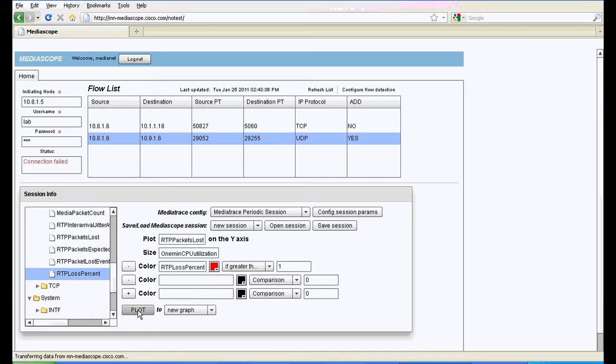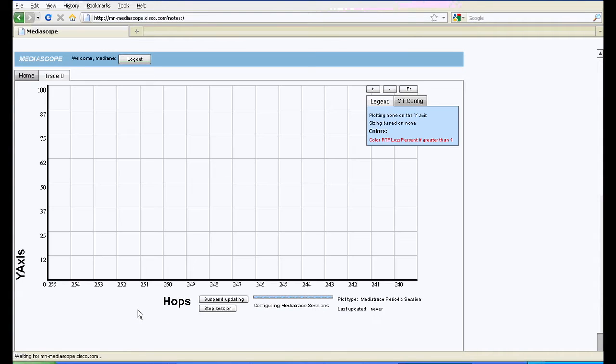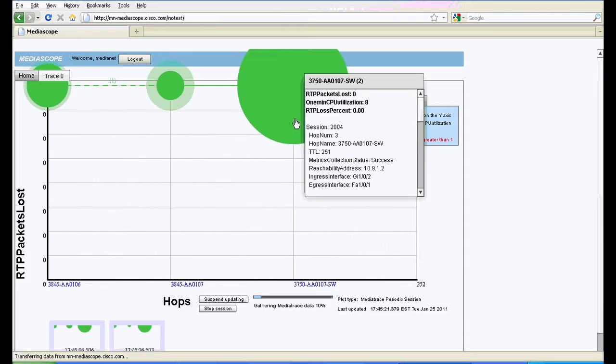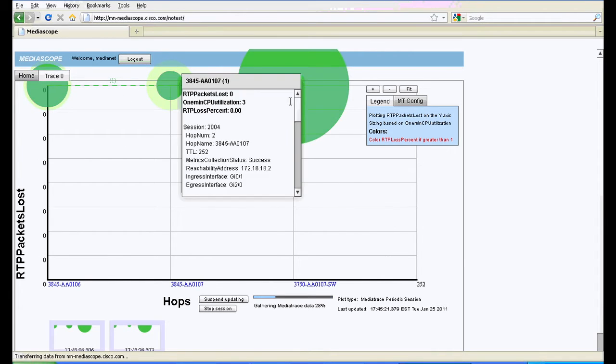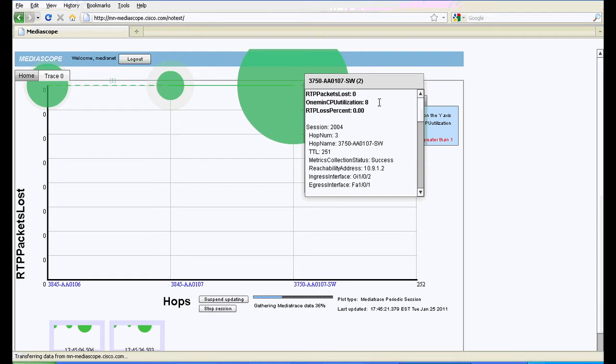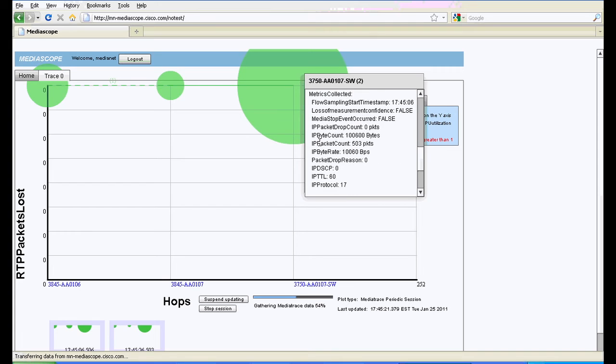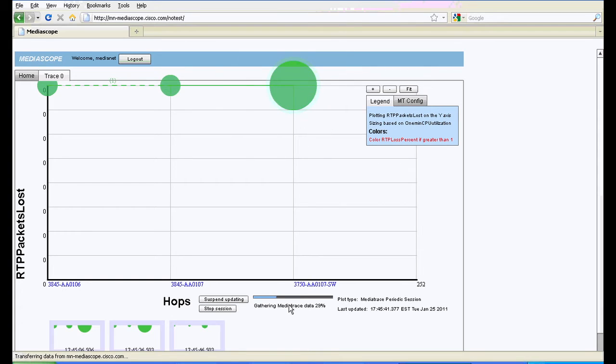So with this, let us start a mediatrace session. We see there are 3 mediatrace enabled hops. We can hover over them. We see the data that is directly plotted here, as well as other data about the system. What we see across the x-axis is the path across the network. So we see that there are 3 mediatrace enabled hops which are being traversed, 2 of which are routers, the third one of which is a switch, so it works across layer 2 and layer 3 devices.